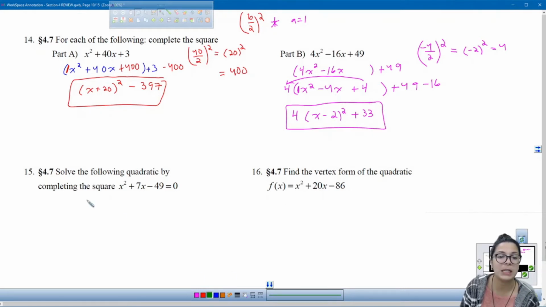Moving on to number 15. For number 15, we have x squared plus 7x minus 49 equals 0. So we need to solve by completing the square is what they want us to do. So I'm going to go ahead and split the first two terms from the last term.